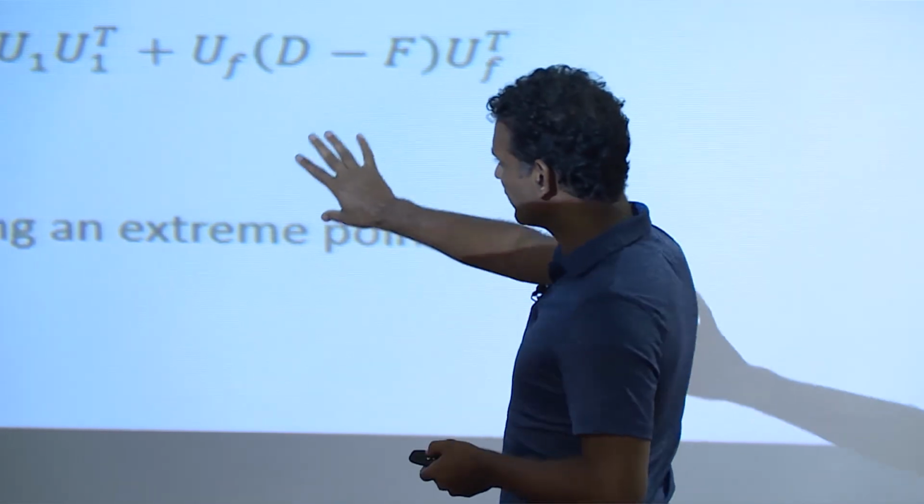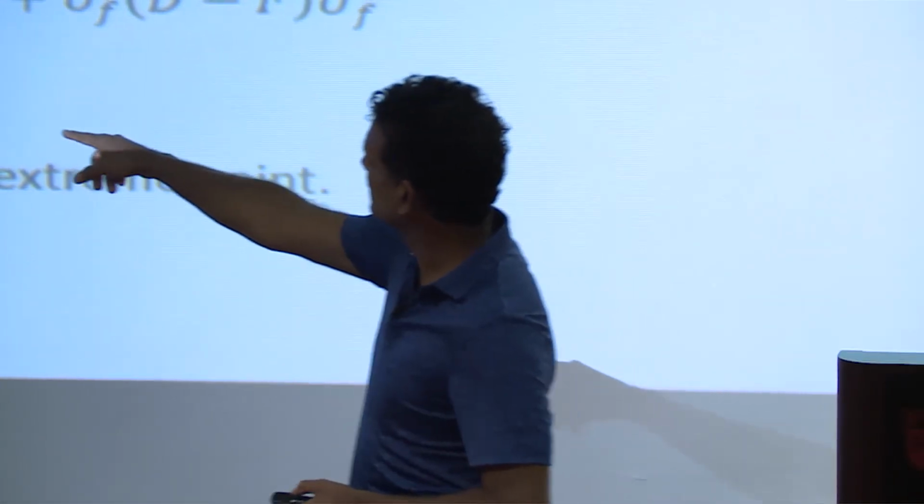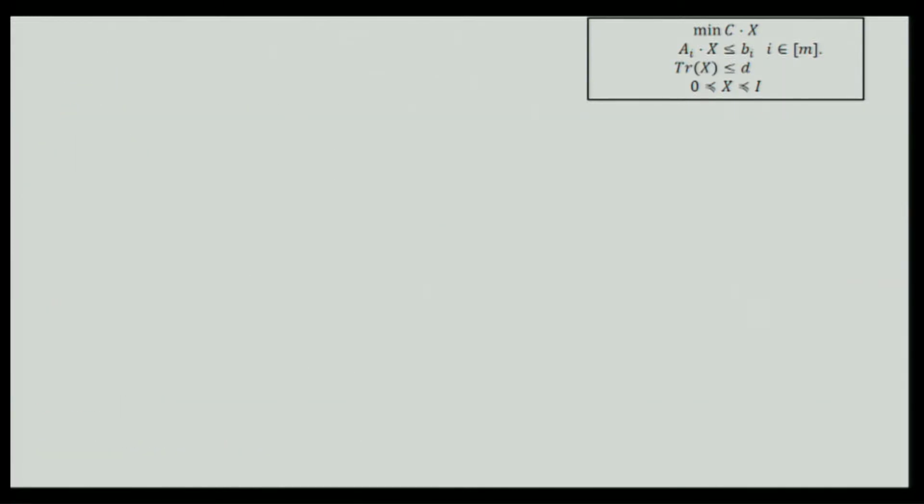Okay, so I have to prove the claim, but assuming the claim, it's clear that it's not an extreme point, and therefore the condition you get is that R times (R plus 1) over 2 must be less than or equal to m plus 1, and then you're done. Now, the eigenvalues of y and z will be the eigenvalues of these diagonal parts of the matrix, because the left and right matrices are orthogonal matrices. Okay, so we just have to prove the claim.